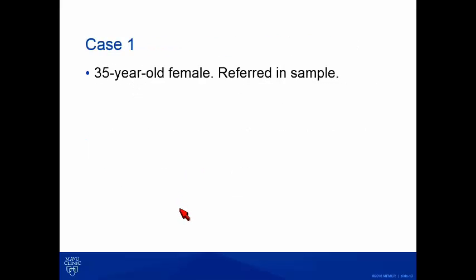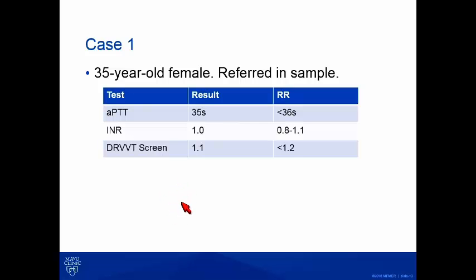So I'll give you a case to illustrate this. This is the case of a 35-year-old female, and this is a referred-in sample. So we don't know where it came from, but it didn't come from us. Her APTT was normal at 35 seconds, INR normal at 1.0, and the DRVVT screen ratio is normal at 1.1. So how do you interpret this? Who thinks it's negative for a lupus anticoagulant? Raise your hand. Who thinks it's positive for a lupus anticoagulant? Raise your hand. Who thinks this is too simple for what I just described and we need more information?